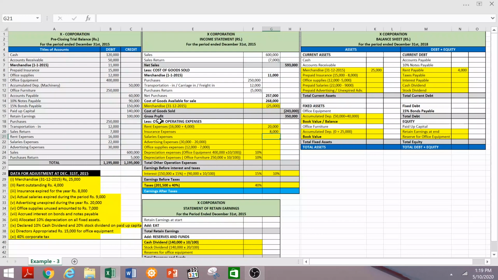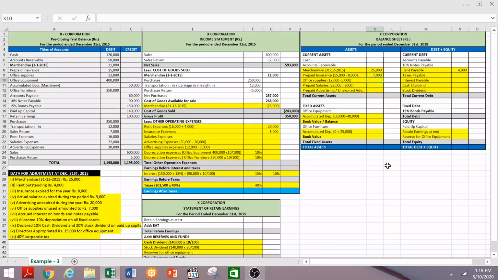Now we can see in the trial balance, the amount of insurance that was prepaid or paid in advance is equal to rupees 15,000. So out of those 15,000, 8,000 have been expired. 7,000 is still balance. So you can calculate by subtracting 8,000 from 15,000. So here the remaining balance must be shown in the balance sheet also.